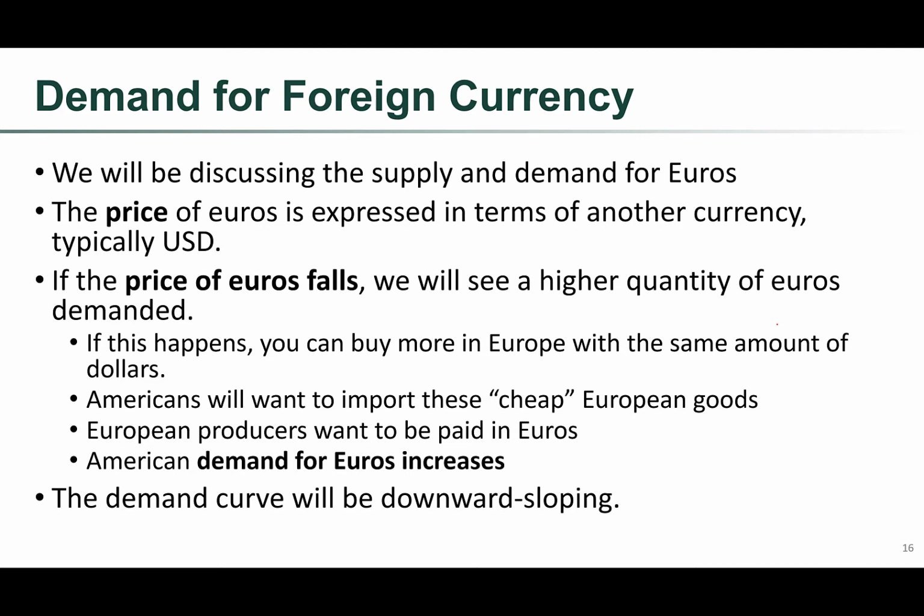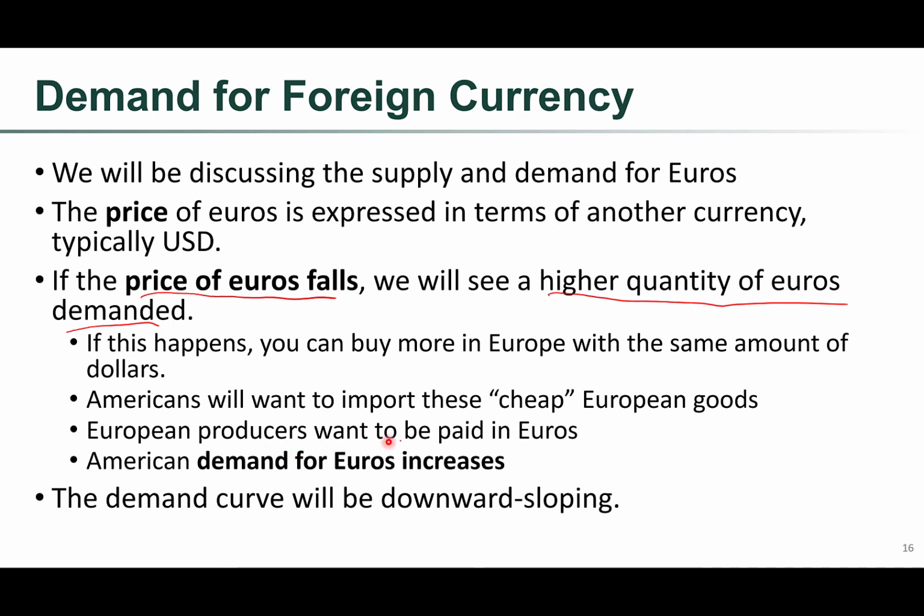If the price of euros falls, we're going to see a higher quantity of euros demanded. So when price goes down, quantity demanded goes up. Why is that? Well, if the price of euros falls, you can buy more in Europe with the same amount of dollars. If Parmesan cheese costs 3 euros per pound and euros are now cheaper, I'm going to be more likely to buy this now cheaper Parmesan cheese, which means I'm going to try to get more euros in order to do that. Americans will want to import these cheap European goods like the Parmesan cheese.